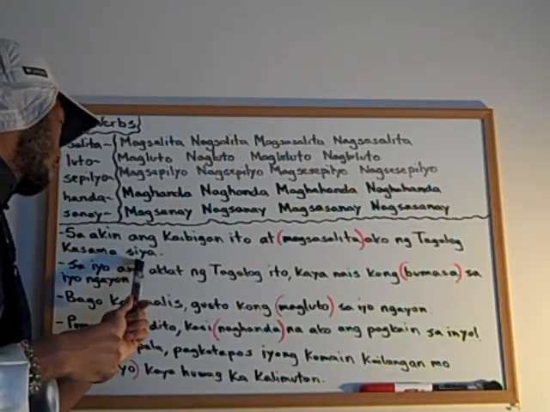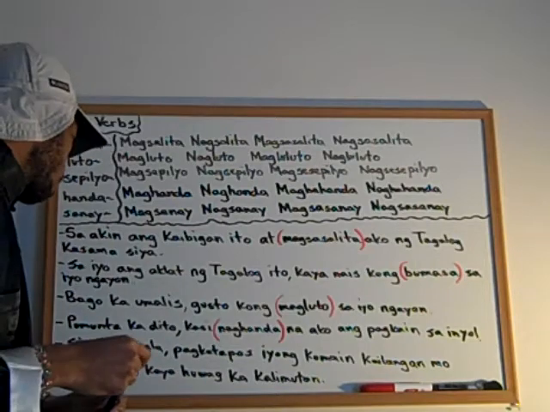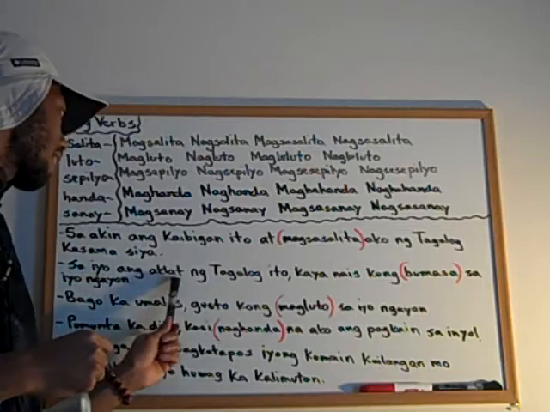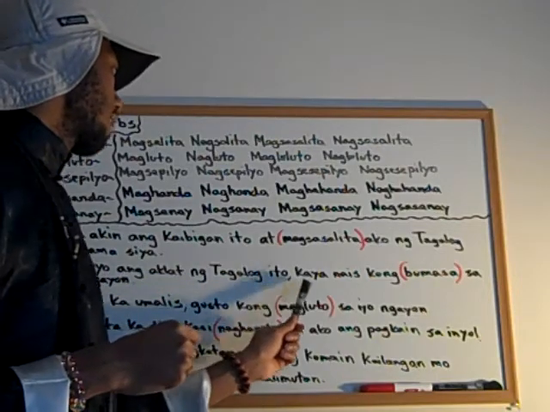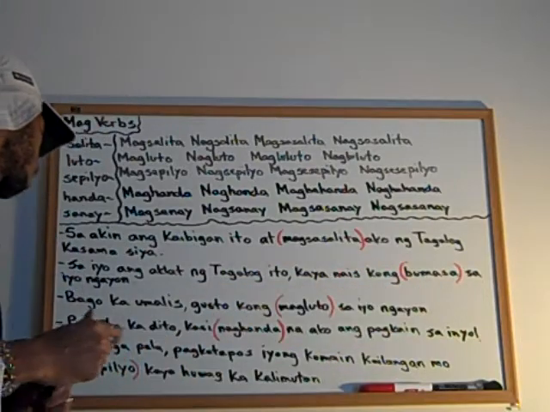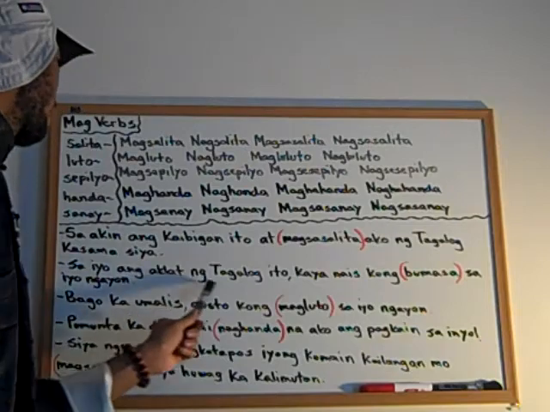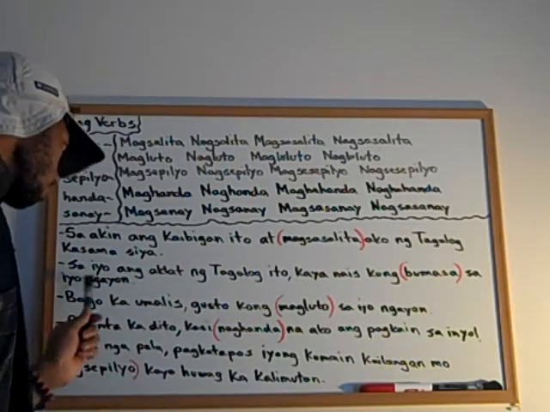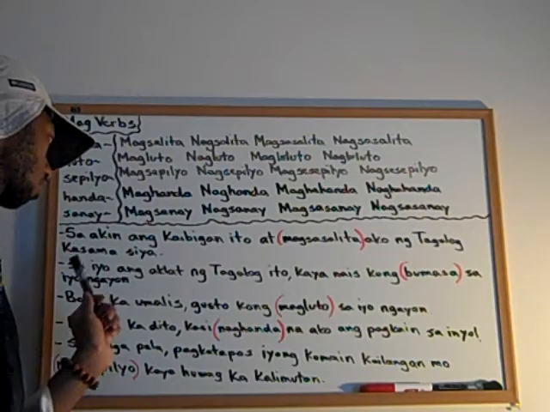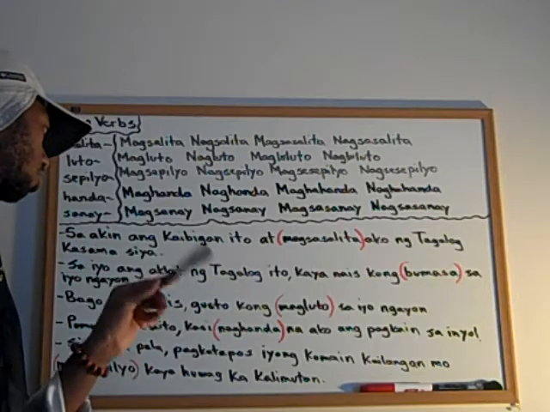Kasama is with, siya is the personal pronoun for he or she. Okay? So, that's that. Now, the next one: sa iyo ang aklat ng Tagalog ito, kaya nais kong bumasa sa iyo ngayon. So, what do we have here? Sa iyo ang aklat ng Tagalog ito. Again, possession. So, sa iyo is your. So, this is your Tagalog book.